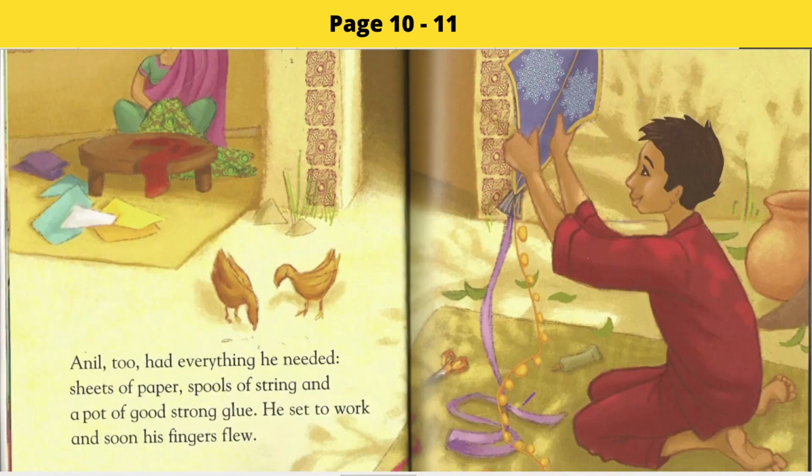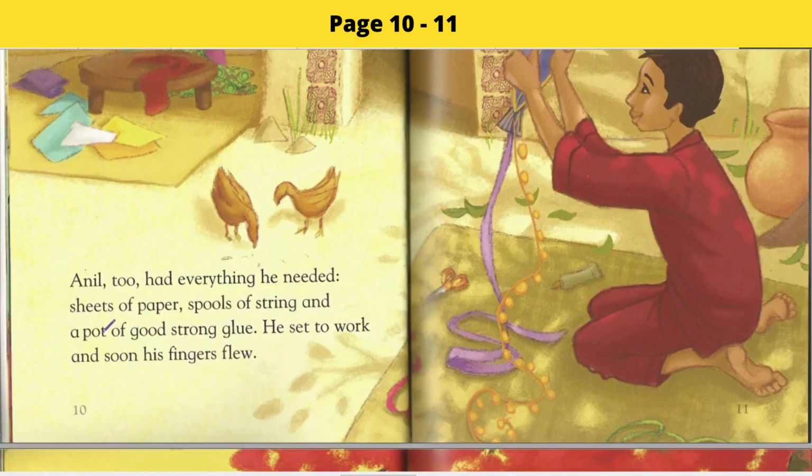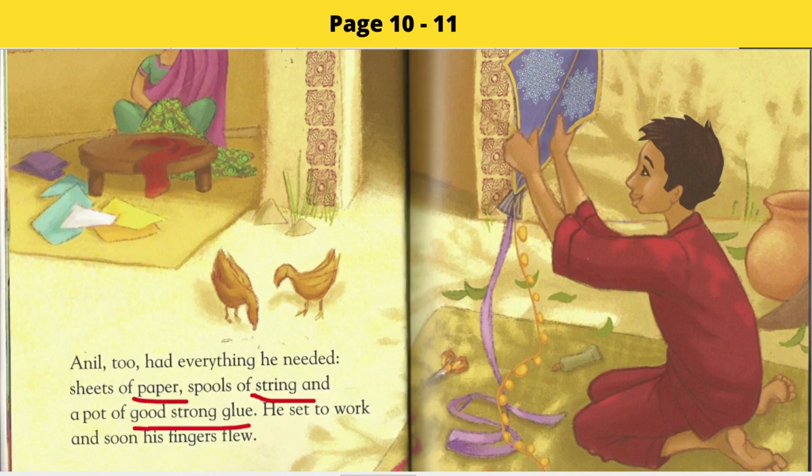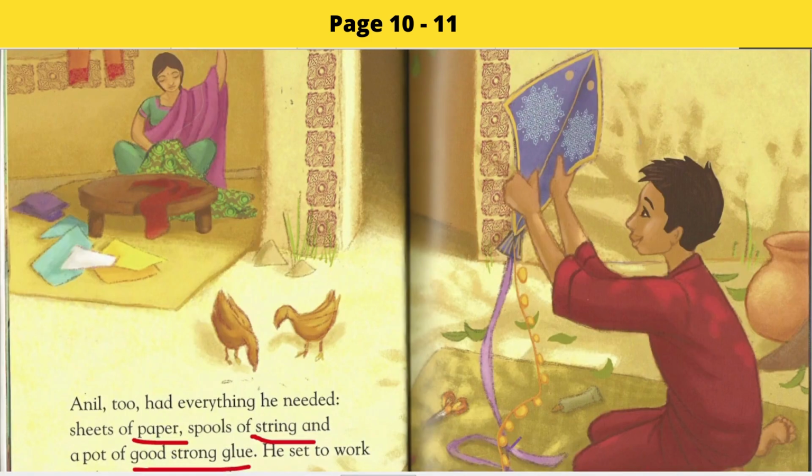Alright, now we're talking about what Anil used to make his kites. He used paper, he used string, tali, and good strong glue. Gam yang kuat. Bila dia mula bekerja, tak lama kemudian jari dia terbang. What does it mean by flew? Apa maksud tangan dia terbang? Adakah tangan dia tercabut atau terbang ke langit? That means his fingers are moving fast and he was trying out the kites he made. It seems like the fingers are flying. Bukan terbang betul-betul, tapi seolah-olah terbang lah. Sebab jari dia bekerja.